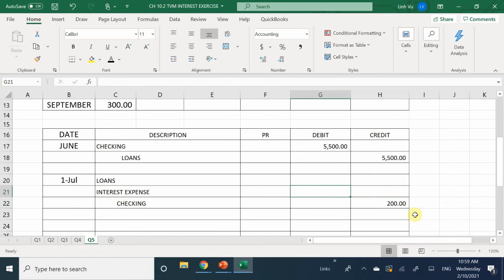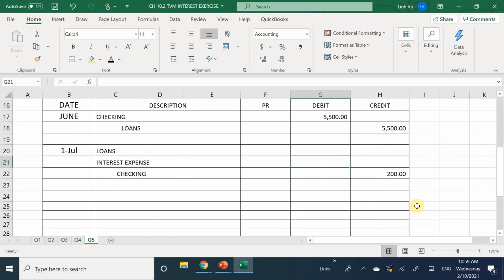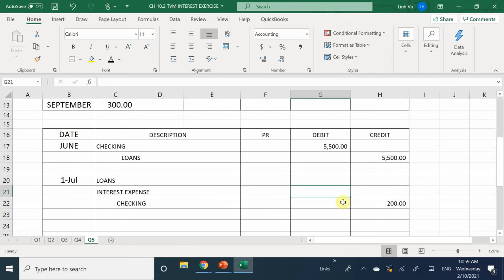But how much was my interest for that month? $33.53. So how much of my $200 is actually going to pay towards the principal? 166.47. And this is where they get you.